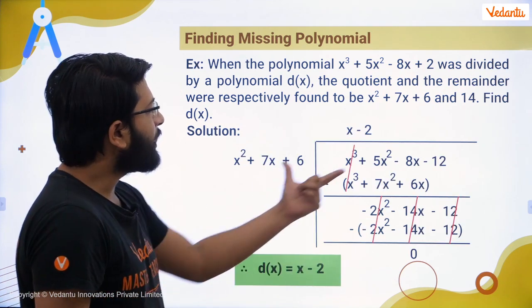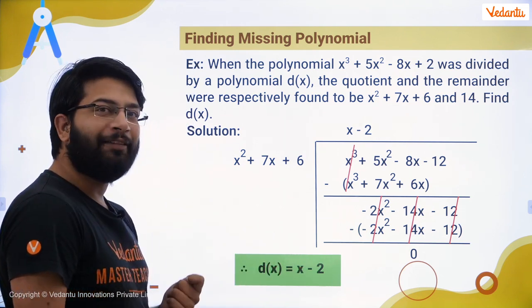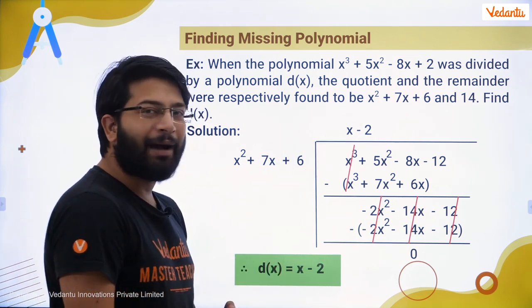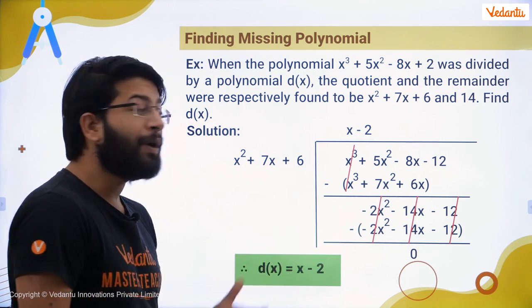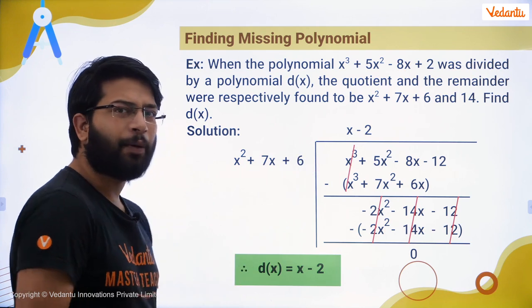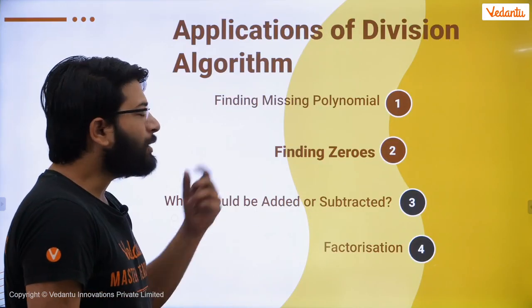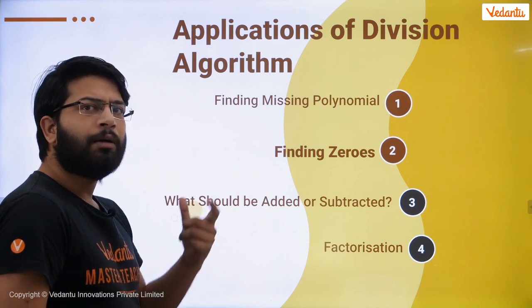The cubic polynomial is my dividend and the quadratic polynomial is my quotient. So I am getting x minus 2 as the divisor. That's it, my d(x) is x minus 2. And we already know how to divide a polynomial. Very good.